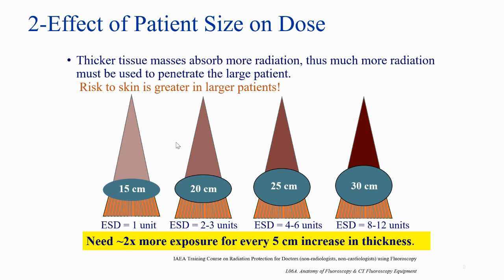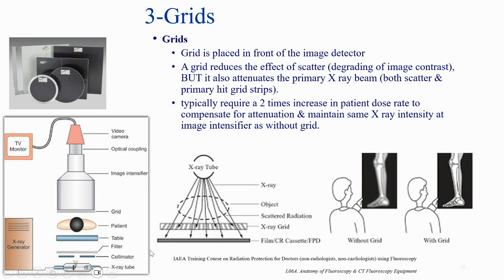The second parameter affecting the patient dose is the patient size. Thicker tissue masses absorb more radiation, so much more radiation must be used to penetrate larger patients. Risk to skin is greater in larger patients. As you can see here, if you go from a 15 centimeter patient diameter to 20, the entrance surface dose increases from 1 to 2, 3 units, and going from 20 to 25, the entrance surface dose becomes 4 to 6 units. So you need double the exposure for every 5 centimeter increase in thickness.